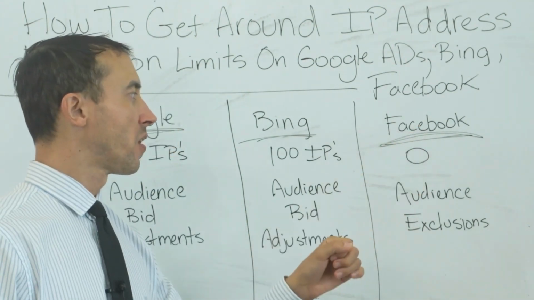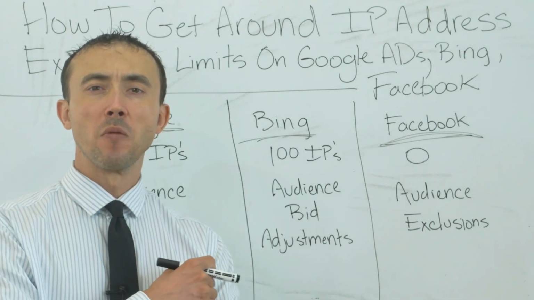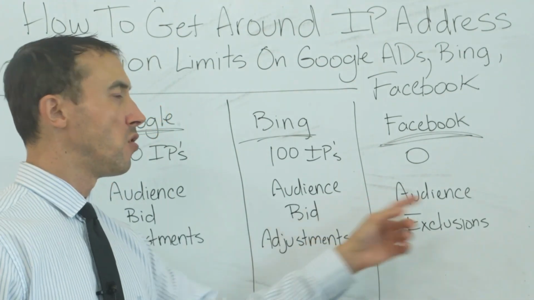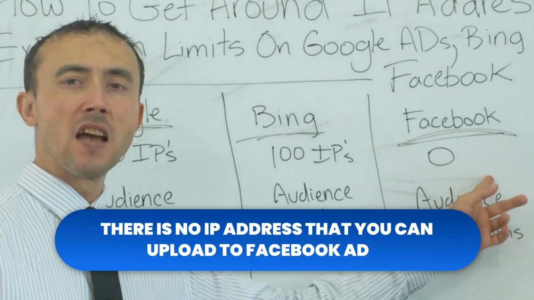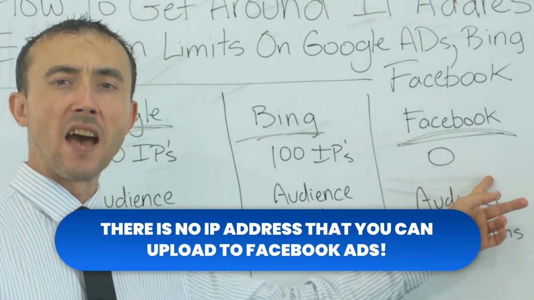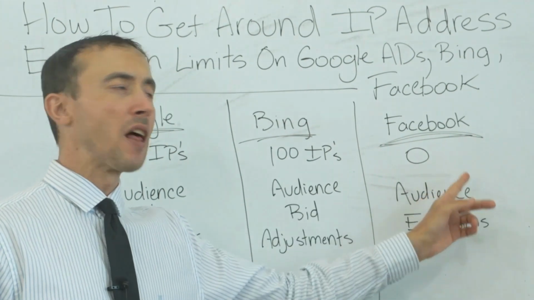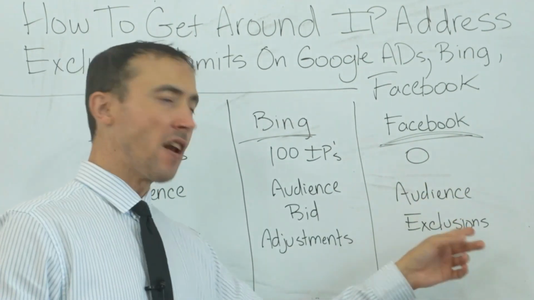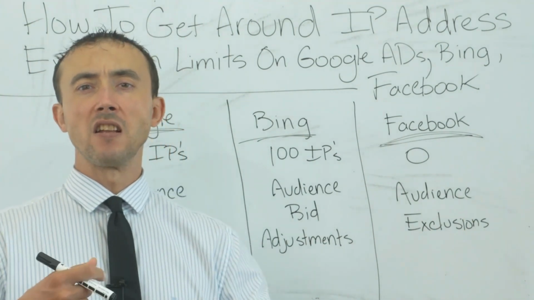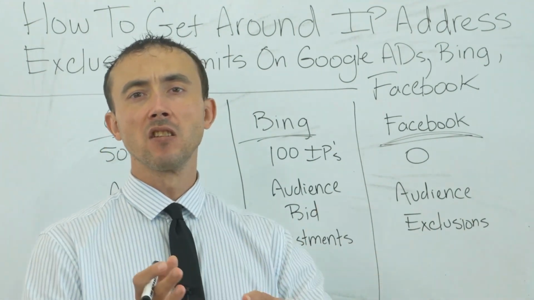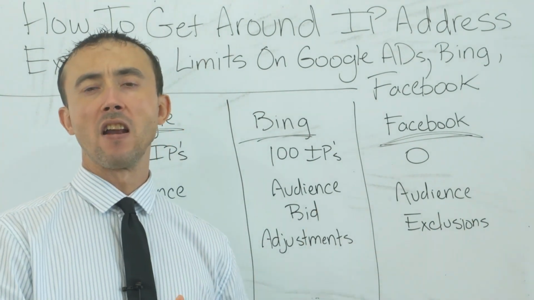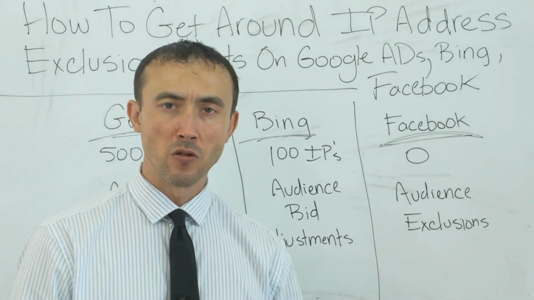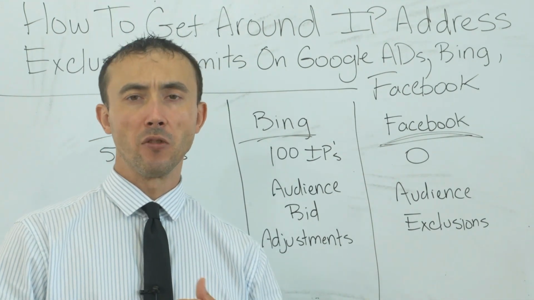On Facebook, if you have people clicking your ads that you want to block, what happens? There's no IP address that you can upload to Facebook ads to block people at an individual level. You can then add audience exclusion. So you add them to an audience that you add as a negative audience to your campaign so that anybody who's on that audience cannot see your ad in the future. That's how you deal with it on and through Facebook.